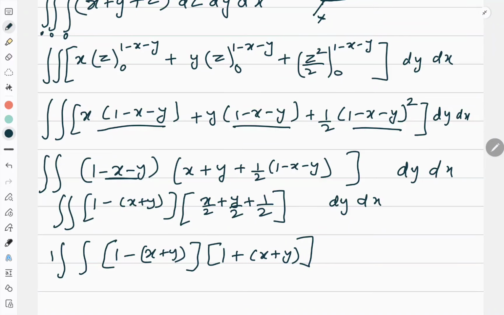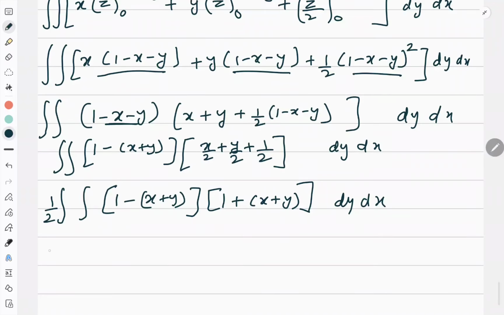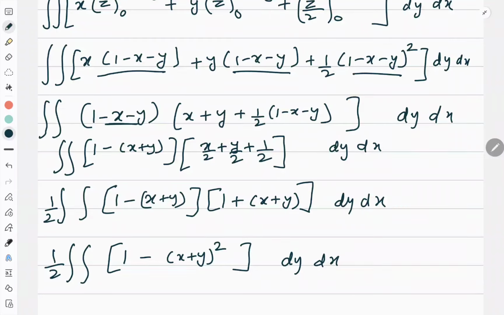Keeping this 1 by 2 outside. So this will become, I'm just trying to make the integration easy, a square minus b square. So 1 minus x plus y square, dy dx. Now I have fewer terms to integrate. So it becomes a little bit simplified version.